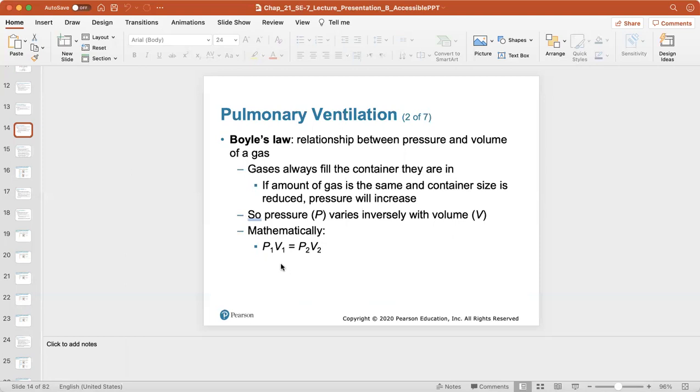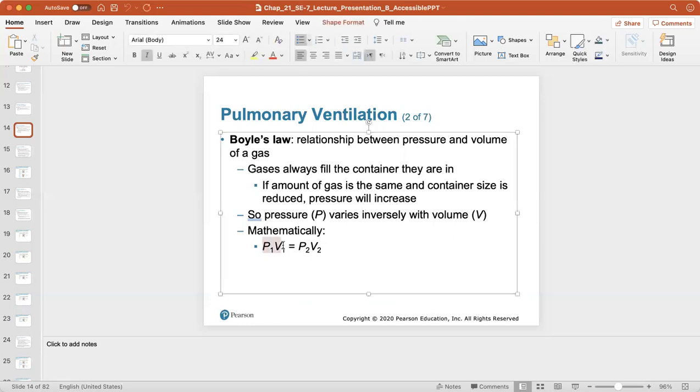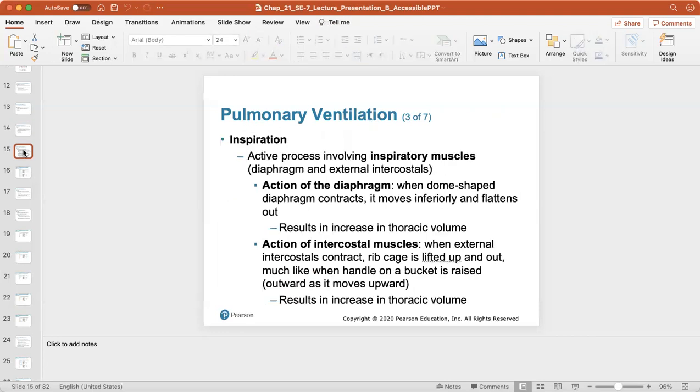So what that means, if we have a pressure and volume of one container, it will equal the pressure and volume of the other container. So what this means, if the pressure increases in a container, the volume will decrease. And if the pressure decreases in a container, the volume will increase. So that was what inversely proportional means.